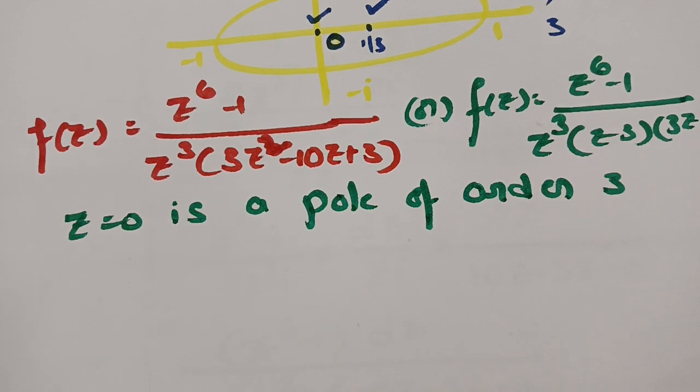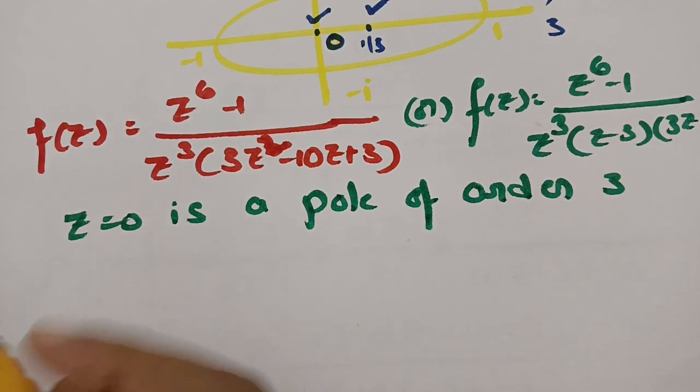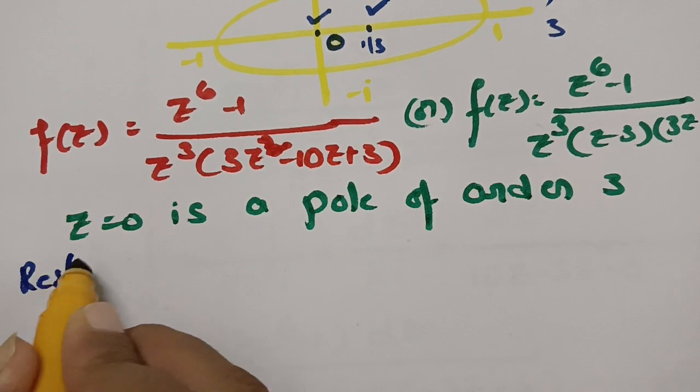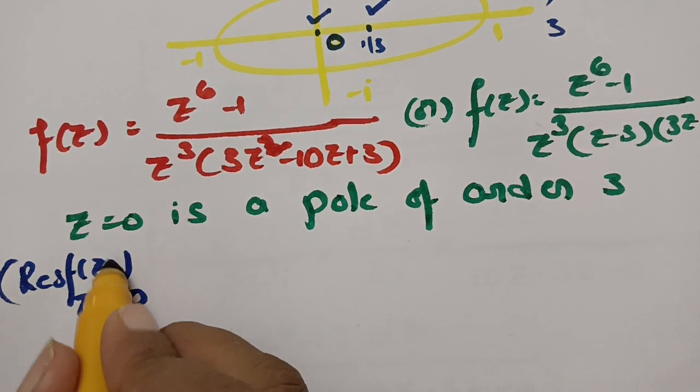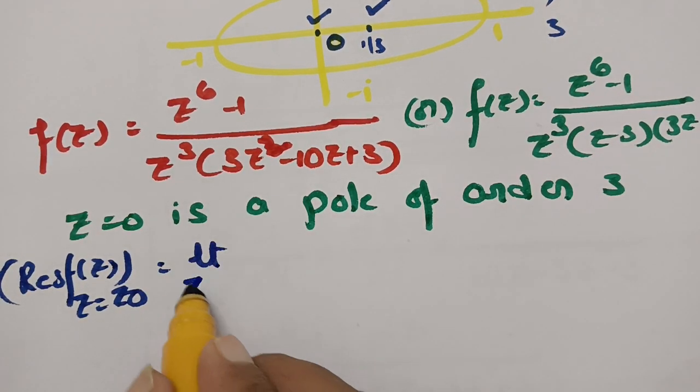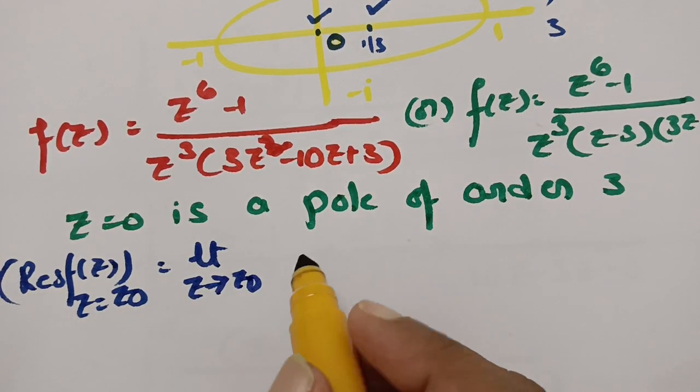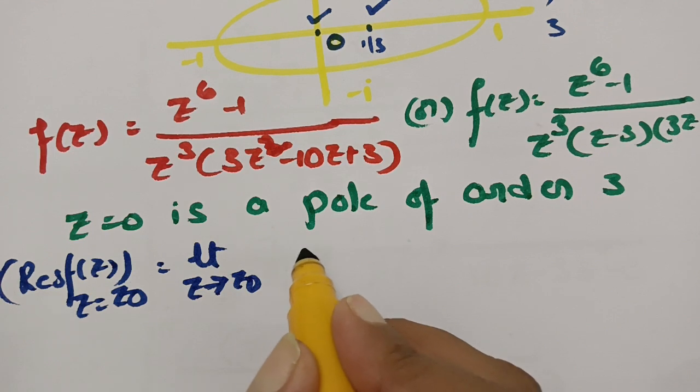So for finding the residue, what we have to do? We have to find the residue. Therefore, the residue of f(z) at z = z₀ is nothing but the limit z tends to z₀ of d by dz.